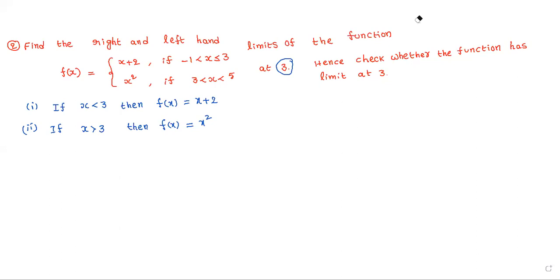So find the right hand and left hand limits. First of all, find out LHL, the left hand limit. Limit x tends to 3 minus f of x. For limit x tends to 3 minus, f of x is x plus 2. Substitute x value 3: 3 plus 2, that is the value 4.